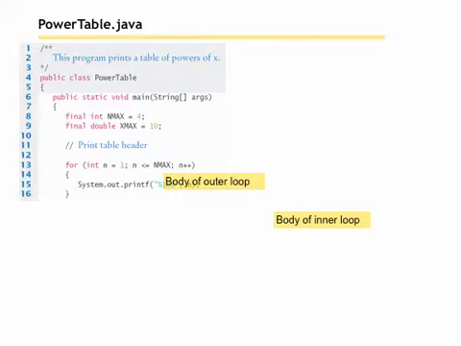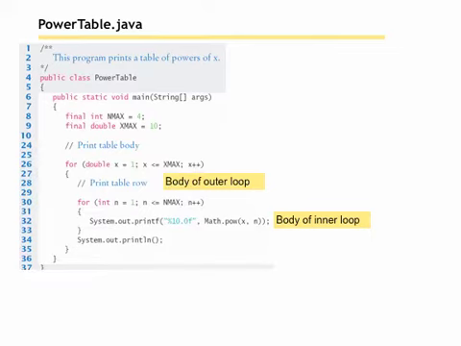Here's an example, printing a table of raising x to the power of n. These columns print a header, so it's just printing out the header for the table. And then here's the rest of the code that will print out at line 25. It says double x equals 1, x less than or equal to x max, x++. And then inside the loop, there's a comment, print table row.